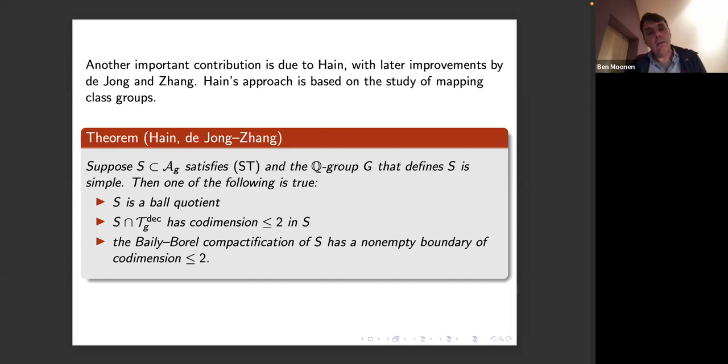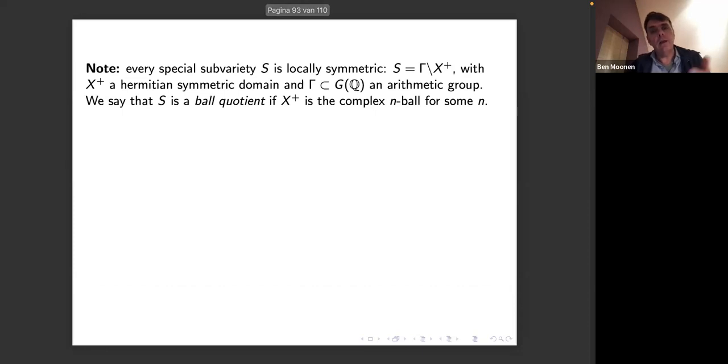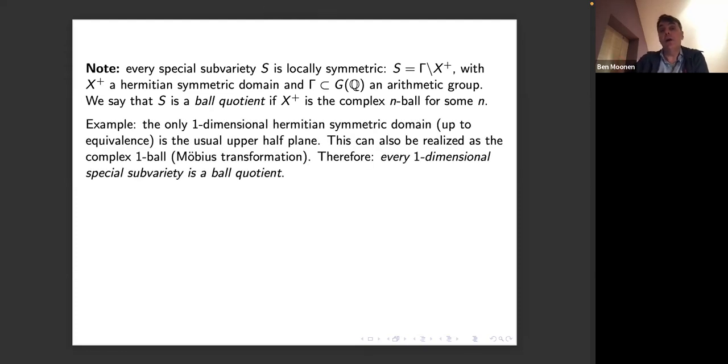And maybe to recall here, these special subvarieties are always locally symmetric varieties. And you say that it's a Ball quotient if the uniformization, say, if the simply connected cover is the complex n-ball. So if it's uniformized by the complex n-ball. So for instance, we all know the usual upper half plane. The upper half plane as a Hermitian symmetric domain has different realizations, and via a Möbius transformation, you can also realize it as the open disk. So that's the one ball.